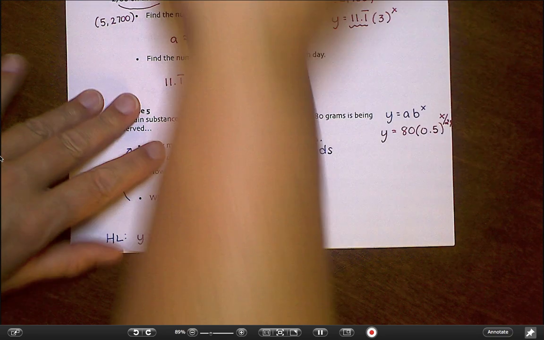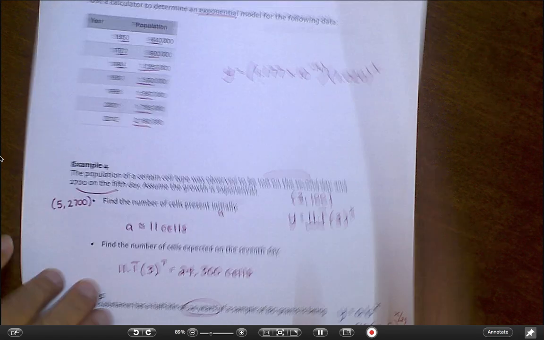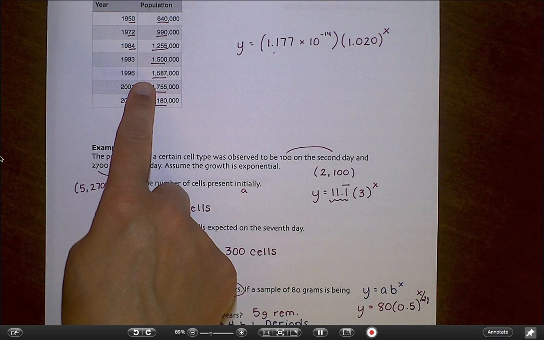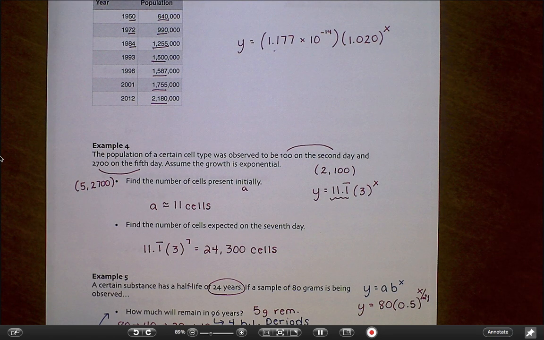Okay, so I think that was it for this lesson. Just some different versions of exponential modeling, but you will want to know exponential regression in your calculator, and you will want to know how to do half-life problems like this one down here. Okay? All right, go ahead and get started on homework.